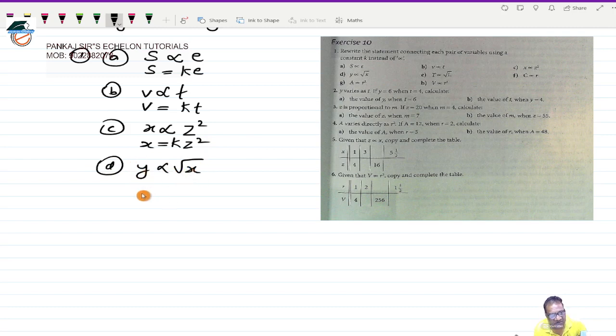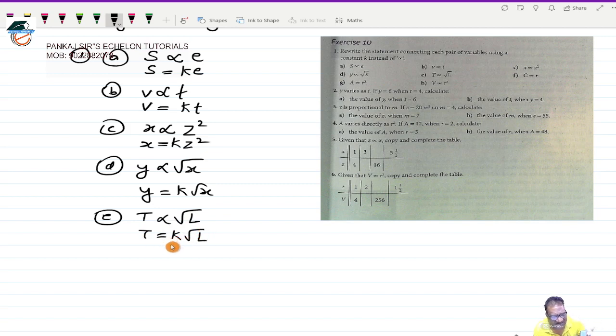So Y will be equal to k times root of X. All you have to do is just multiply by a constant k, whatever is there on the other side of the proportionality sign. Okay. E is T is directly proportional to square root of L. So T will be equal to k times square root of L.